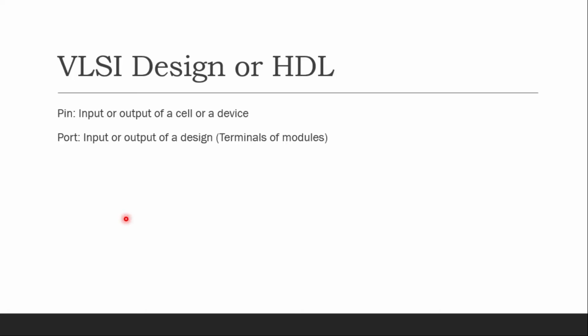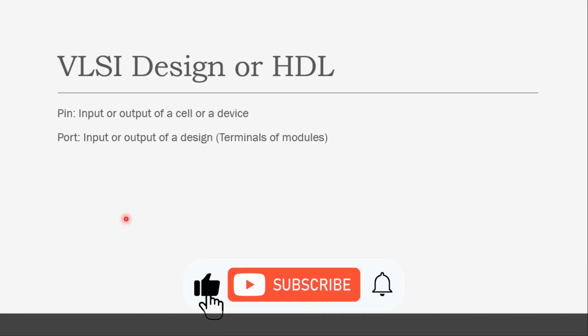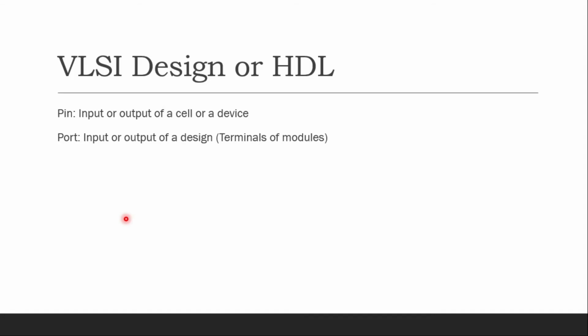In VLSI also there are two fields itself where these are treated in much different ways. Okay, so the first one is VLSI design, or RTL design, where HDL is used, Verilog or VHDL. In that case, a pin is basically an input or output of a cell or a device. Now, I am not saying single or multiple. We are just saying that it is an input or output of a cell or a device. Okay. And next one is port. Port is what? Input or output of a design. Okay. Or terminals of a module.